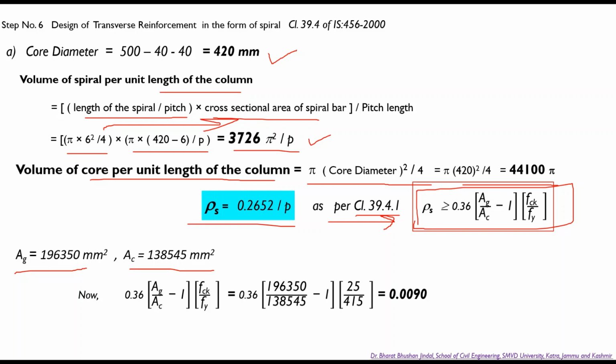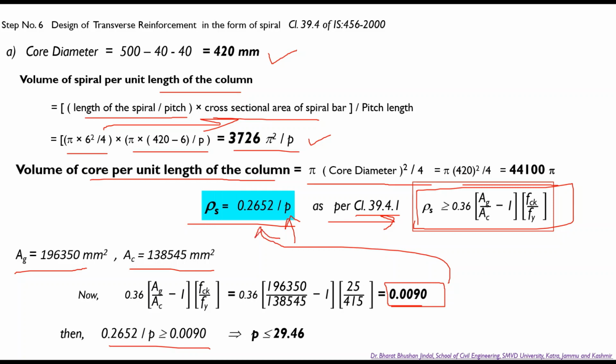So by putting the information in this equation, ultimately you are getting this value equal to 0.0090. And we can compare these two, so you can easily work out what is the pitch. So by putting the information, that means this should be greater than or equal to this. So this information we have just put here. So we are getting this equation. So ultimately what we are getting, that pitch should be less than or equal to 29.46.